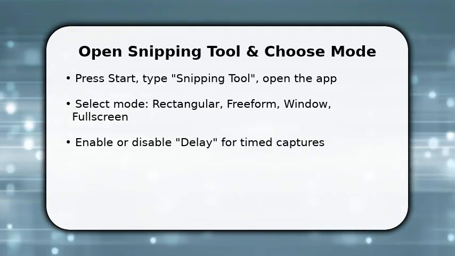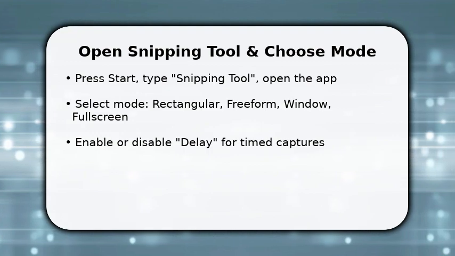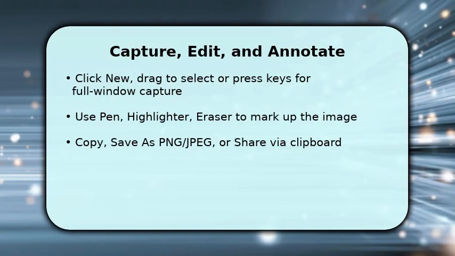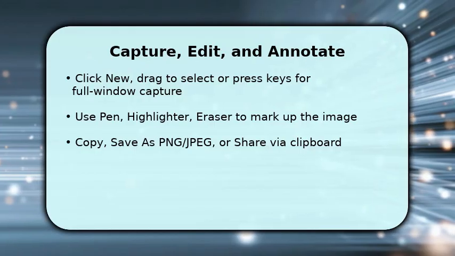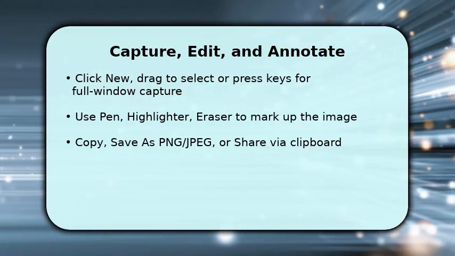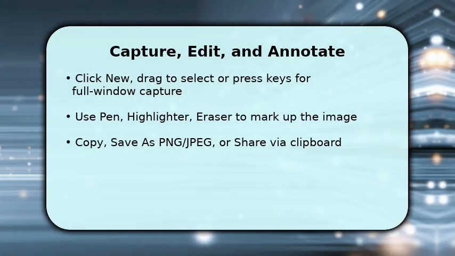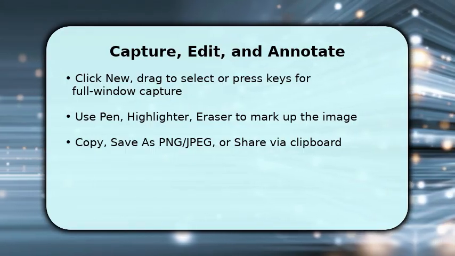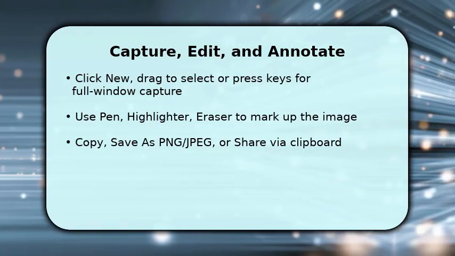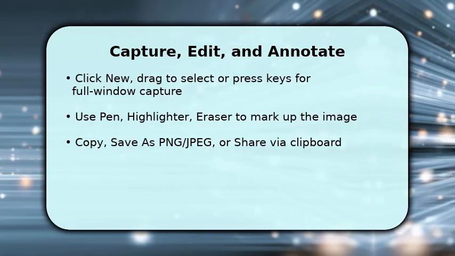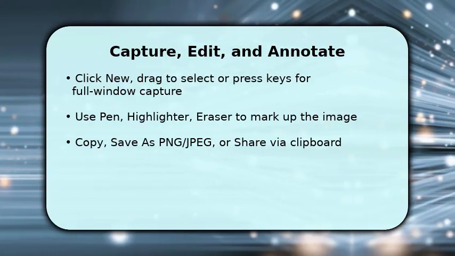Next, move directly to capturing with intent and steady framing. Once you click New, you perform the capture. Drag to select or choose window or full screen for broader shots. You then immediately see annotation tools. Use the pen for notes, highlighter for emphasis, and eraser to correct mistakes. These edits are non-destructive until you save.